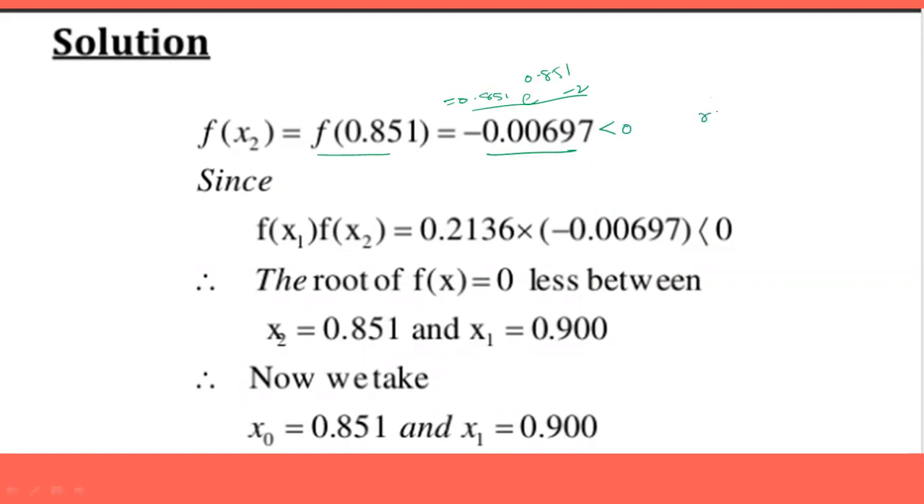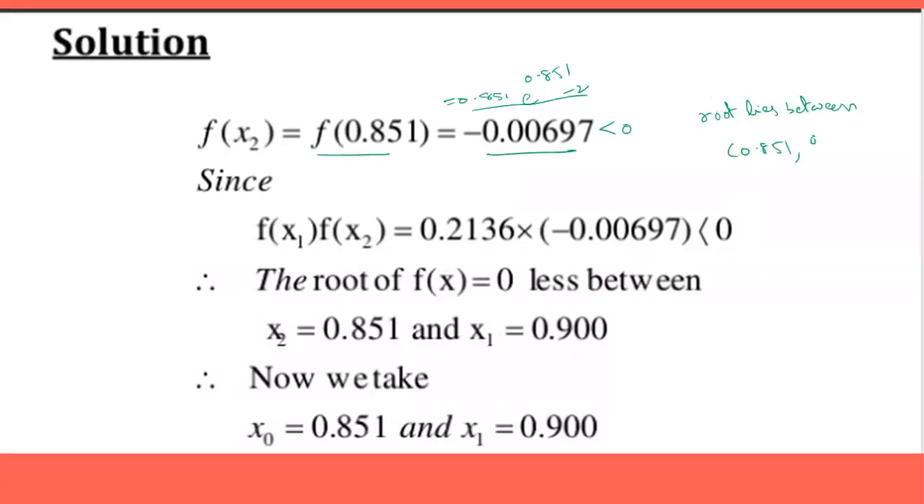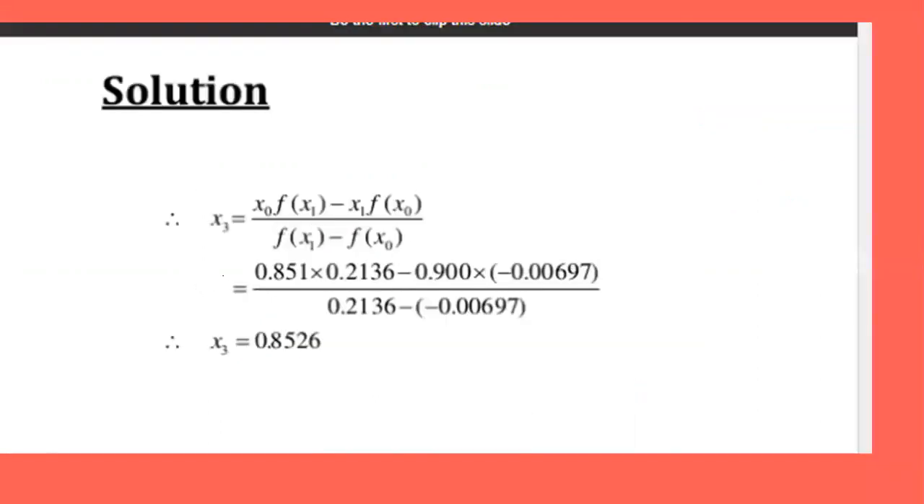Therefore, root lies between 0.851 comma, what is the other value? 0.9. So this is your x naught now, and this is your x1 now. Find x3 now. So the root lies between, see here, 0.851 and 0.9. So you take x naught is this and x1 is this. That is how I have explained here. The same thing is there. So now find out x3.